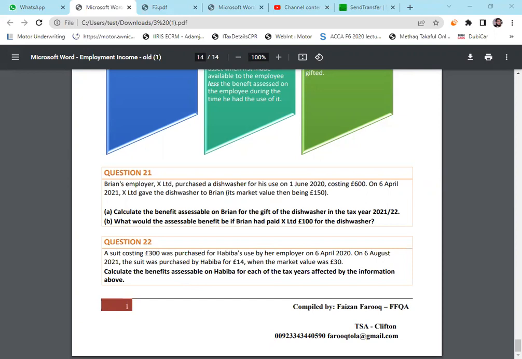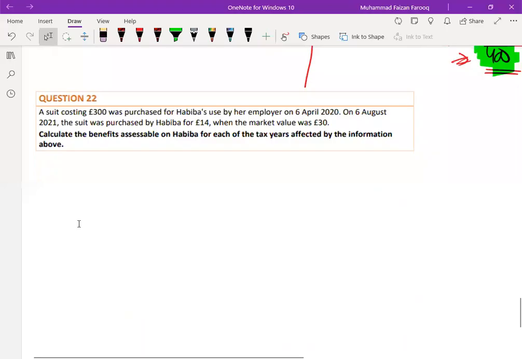We never learned any working, especially for suit, means it's a general asset, and we are going to deal with it like normal assets, use of asset or gift of asset. Now, as we read the question, 300 was the original cost of the suit when purchased by employer. Okay. Then 6th April is the date when it was provided for use, 2020.